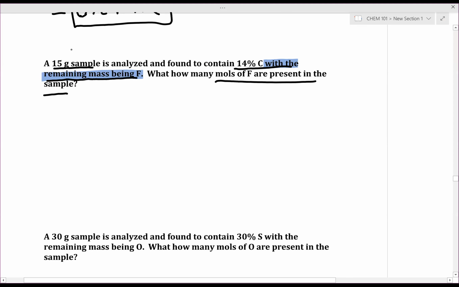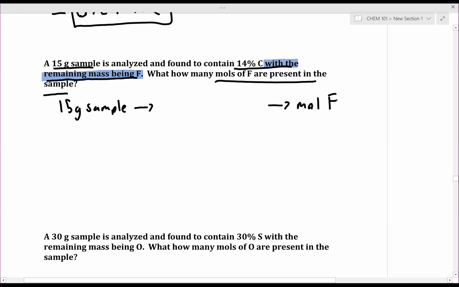Okay, so given that we have a 15-gram sample, okay? And we want to calculate the moles of fluorine. So to calculate the moles of fluorine, what would we need? Do we have a formula to work with? Do we have a formula? No, we don't. We don't.